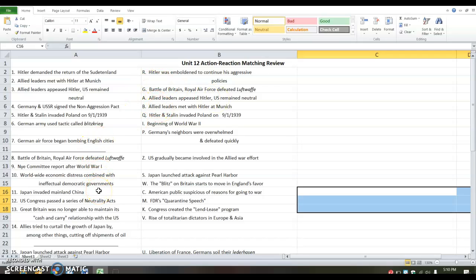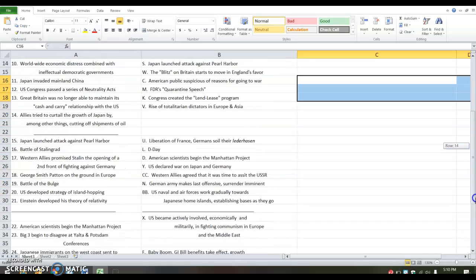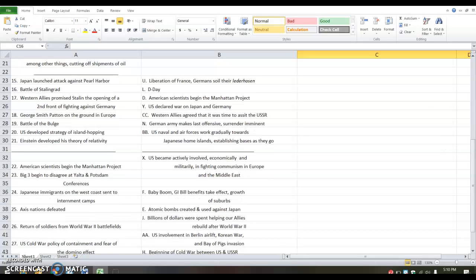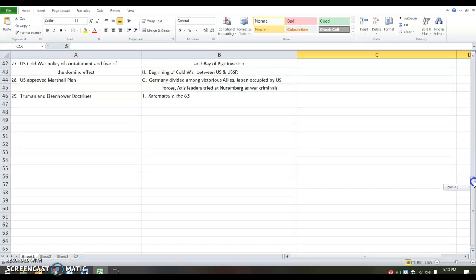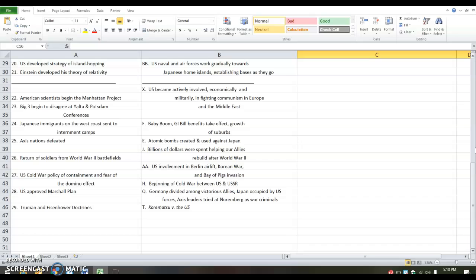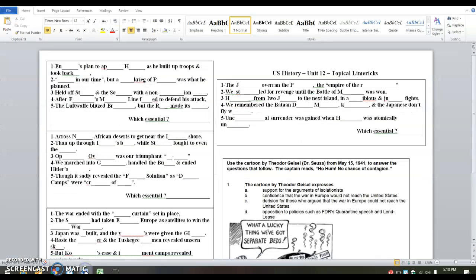The second set, 8 through 14: W, C, V, M, Z, K, S. Early years of the war and mostly U.S. involvement or not involvement. Okay, the third set, number 15: Y, C, C, L, U, N, B, B, D. And then the final set would be E, T, O, F, A, A, J, X. So you can check over your answers on those, and we'll turn our attention to the limericks.